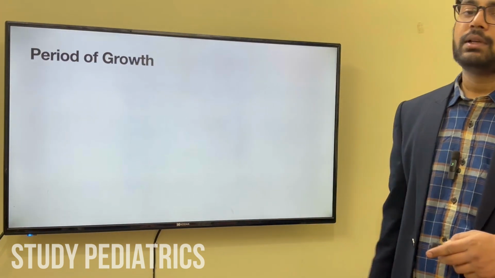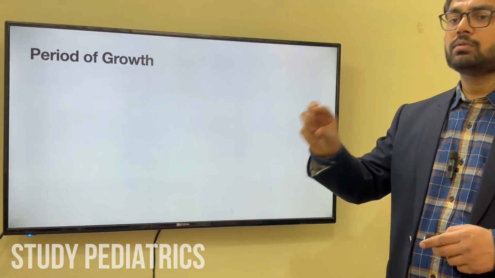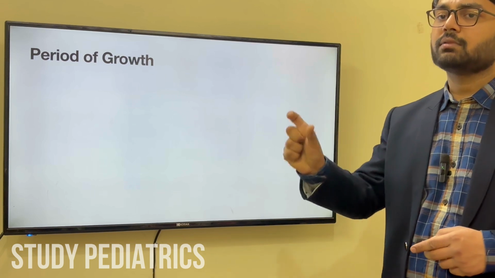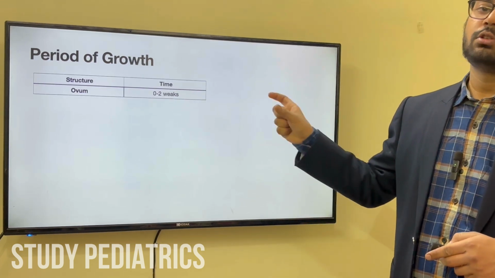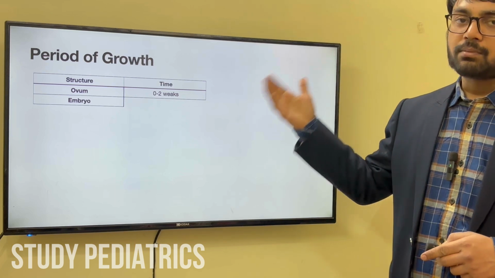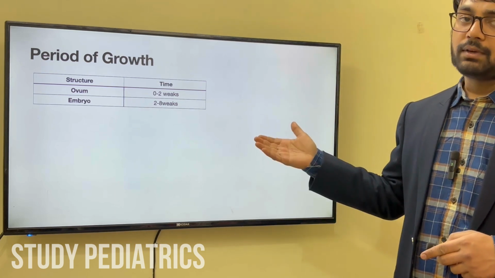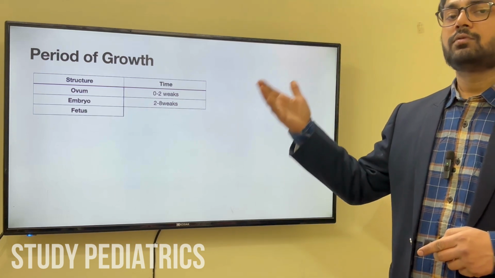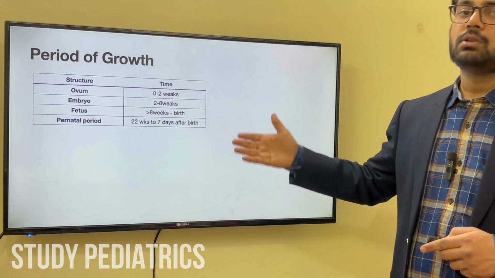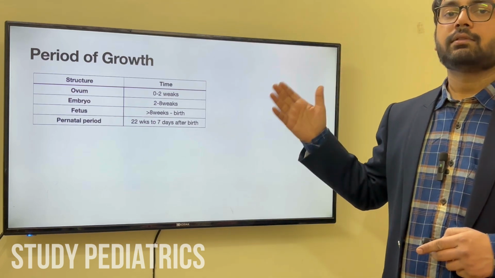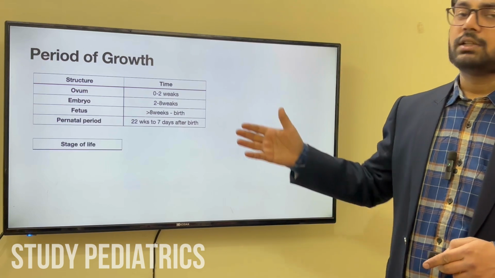So let us study the period of growth. It is very important to know the terminologies behind each and every stage of life. First comes the ovum. Ovum is basically 0 to 2 weeks. Next comes the embryo, which is from 2 to 8 weeks. And then comes the fetus, from 8 weeks to birth. And then the perinatal period, from 22 weeks of gestation until 7 days after birth.